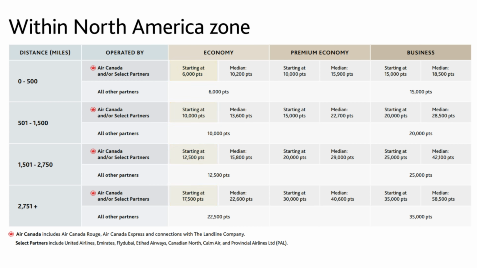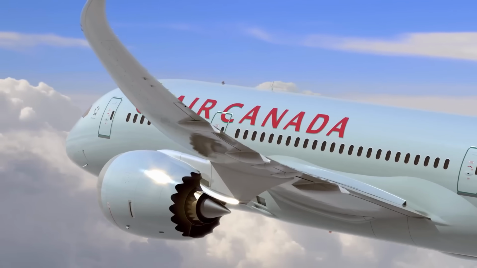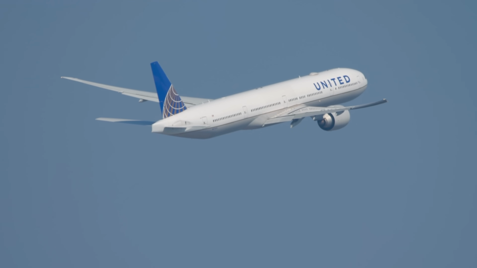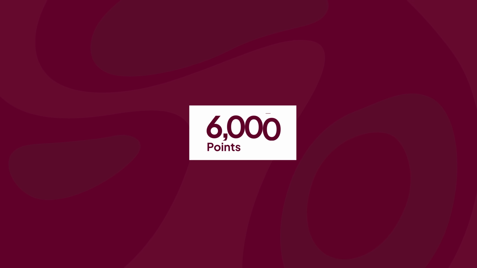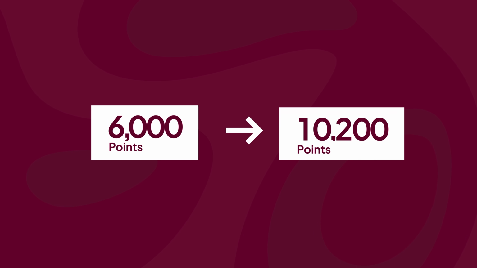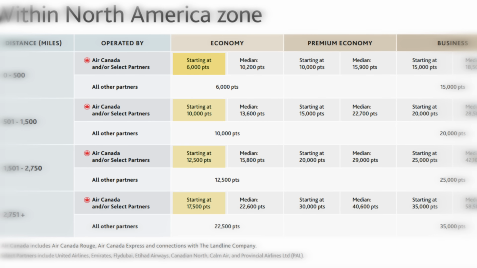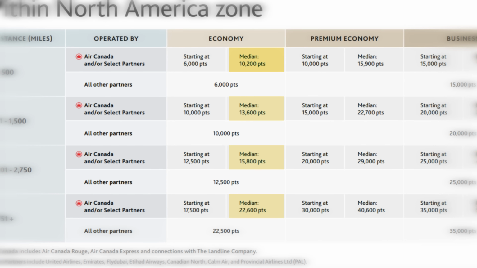Plus, next to that, you now see a median value, and that wasn't there before either. And so the starting at price is the lowest price that you can expect to pay for Air Canada and the select partners, given the distance and the class of service that you're flying. So for example, in North America, if you're flying with Air Canada or United Airlines on a flight that's between 0 and 500 miles, the lowest price that you can expect to pay is 6,000 points, and the median value that Aeroplan's reporting is 10,200 points. Now in some cases you might pay more or you might pay less, and that's just how dynamic pricing works.